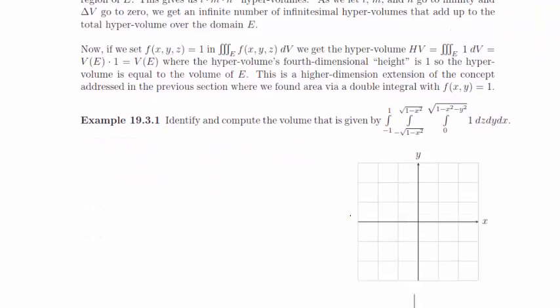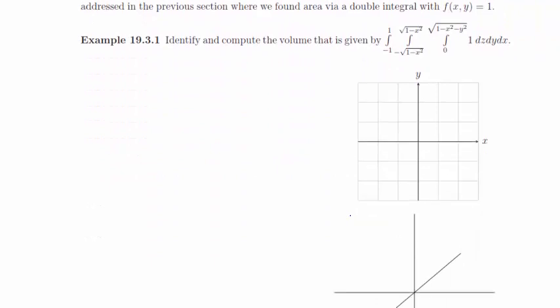So, example 19.3.1, identify and compute the volume that is given by the integral from negative 1 to 1 of the integral from the negative square root of 1 minus x squared to the positive square root of 1 minus x squared of the integral from 0 to the square root of 1 minus x squared minus y squared of 1 dz, dy, dx. All right, let's work through this.